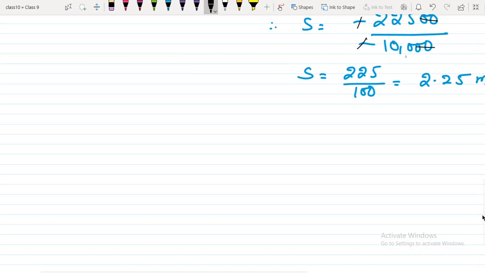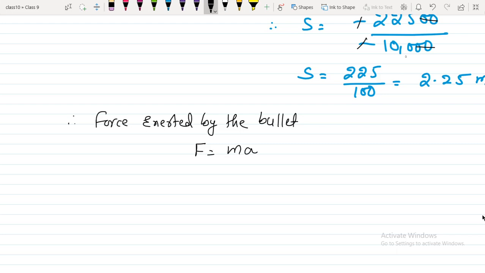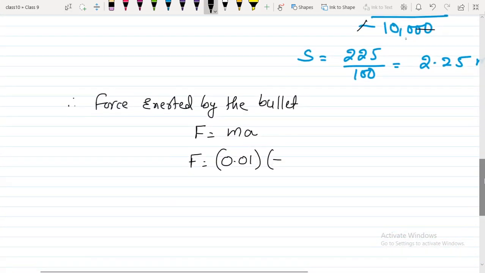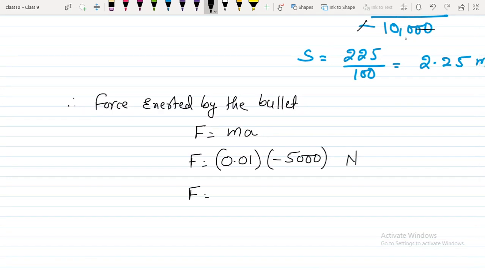first I will calculate the force exerted by the bullet, since I know the mass of the bullet and acceleration of the bullet. Therefore force exerted by the bullet. So we know the formula, F equal to ma, mass times acceleration. So force equal to mass, I got that 10 gram, that equal to 0.01 kg, and acceleration, that is minus 5,000, altogether units are newtons. So if we multiply this, F equal to 0.01 and 5,000, so I can get that negative 50 Newton.